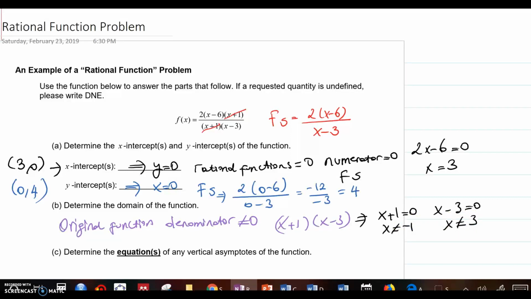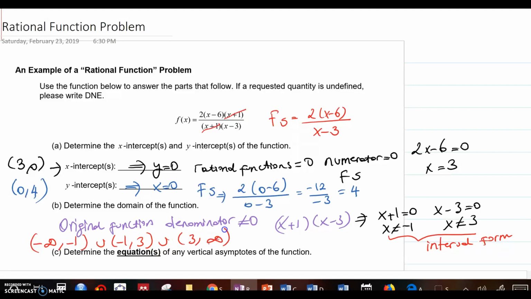Okay, now we need to put it into interval form. You cannot leave it like that, right? So how are we going to write it down? Negative infinity to negative 1, union, negative 1 to 3, union, 3 to infinity. Okay. That's the domain of the rational function.